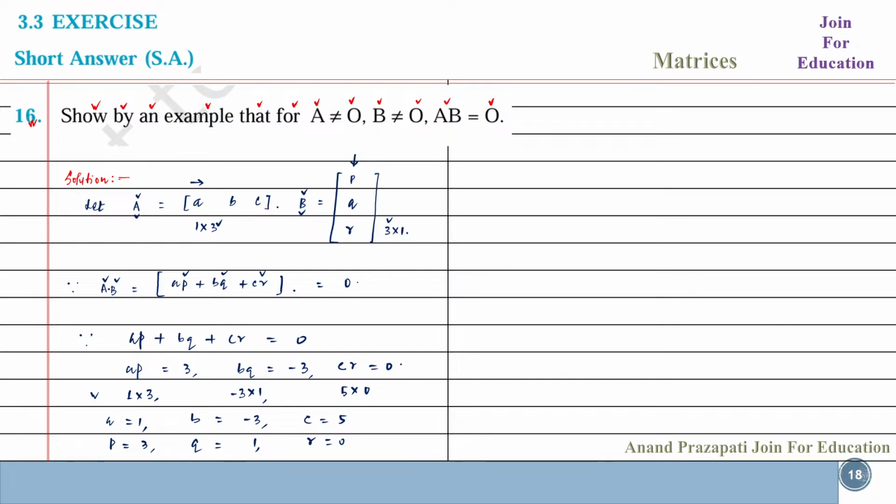Therefore the value of A will be [1, minus 3, 5], so we write down here 1, minus 3 and 5, and B is the PQR, so we write down here 3, 1 and 0. This will be the example of matrix A and B. So we write down: above are the required example of matrix A and matrix B.